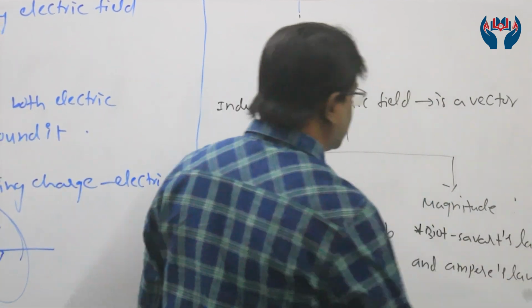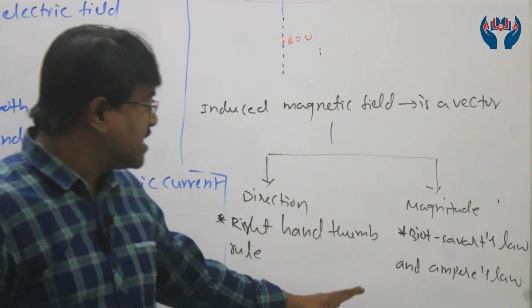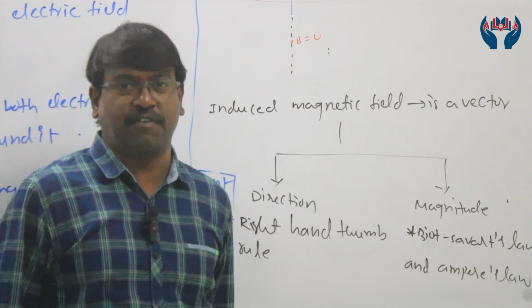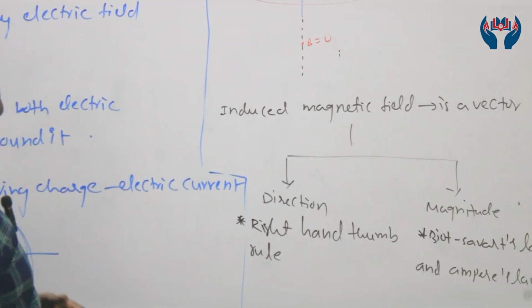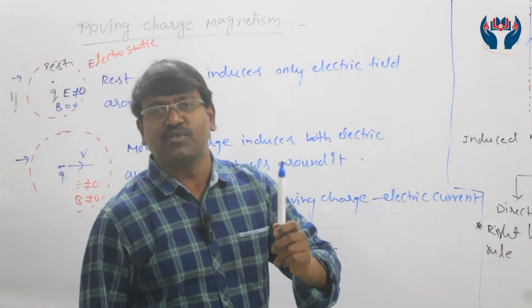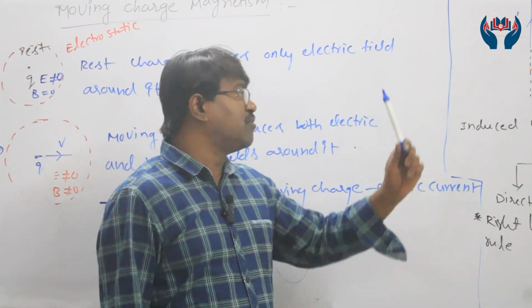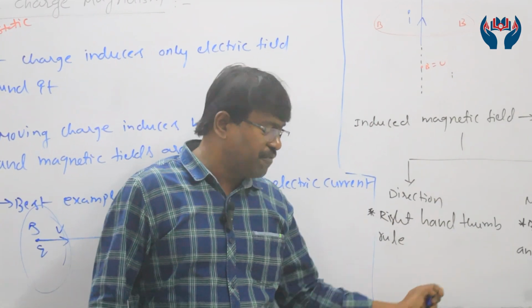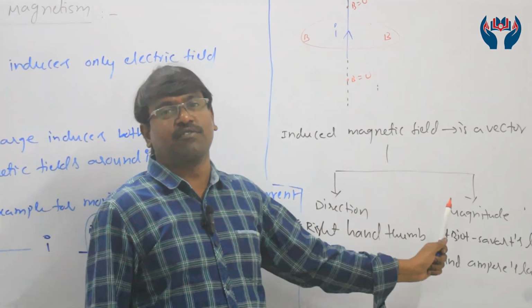By using Biot-Savart's law and Ampere's law, we can measure the magnitude of the induced magnetic field. Okay, so finally, we can write on magnetism. A current-carrying conductor induces a magnetic field. That induced magnetic field is a vector, so every vector has both magnitude and direction.